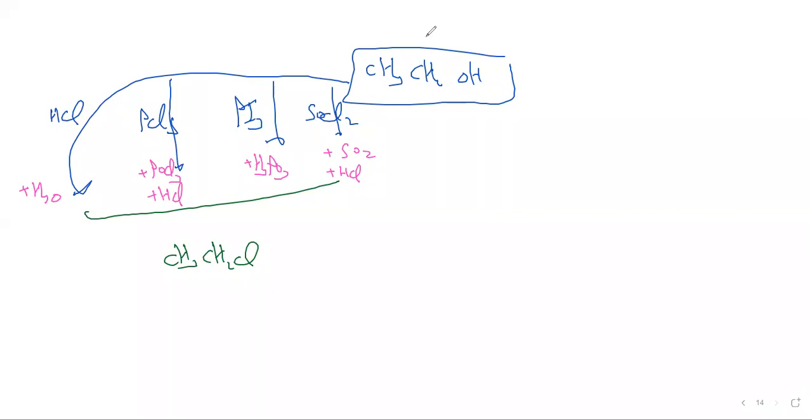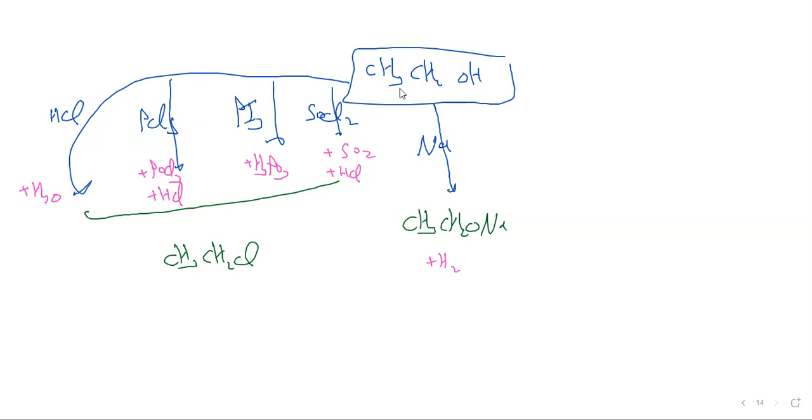While for the reaction with Na, it will produce RONa. So it will be CH3CH2ONa, this is R, O, Na, sodium ethoxide, and then plus hydrogen gas evolves. You will find that you have fizzing or bubbles.